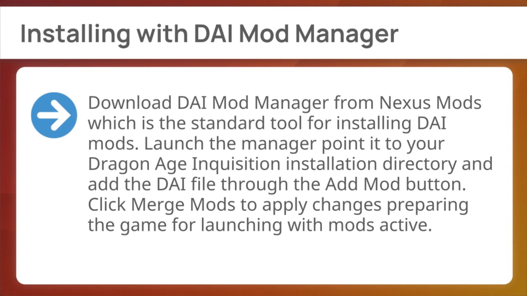Download DAI Mod Manager from Nexus Mods, which is the standard tool for installing DAI mods. Launch the manager, point it to your Dragon Age Inquisition installation directory, and add the DAI file through the Add Mod button. Click Merge Mods to apply changes, preparing the game for launching with mods active.